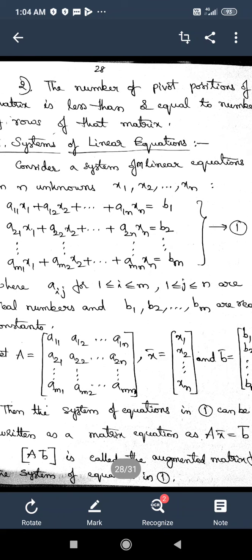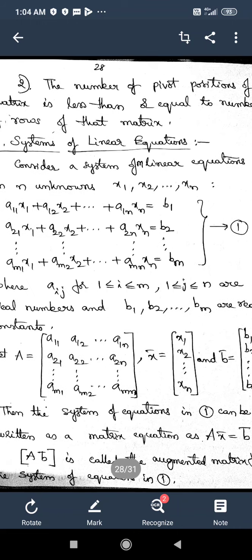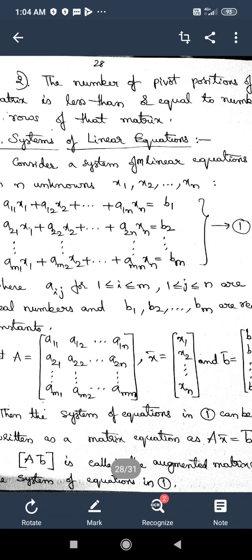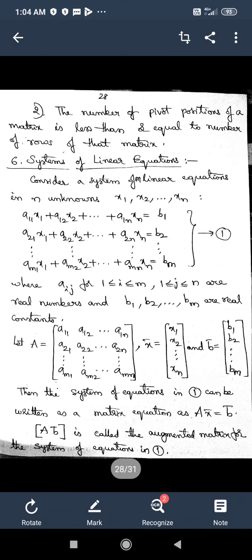So a11 x1 plus a12 x2 plus so on plus a1n xn is equal to b1. a21 x1 plus a22 x2 plus so on plus a2n xn is equal to b2, and so on. The last equation is am1 x1 plus am2 x2 plus so on plus amn xn is equal to bm. So there are m equations consisting of n unknowns, and all these equations together are called a system of linear equations, which I am calling equation 1.